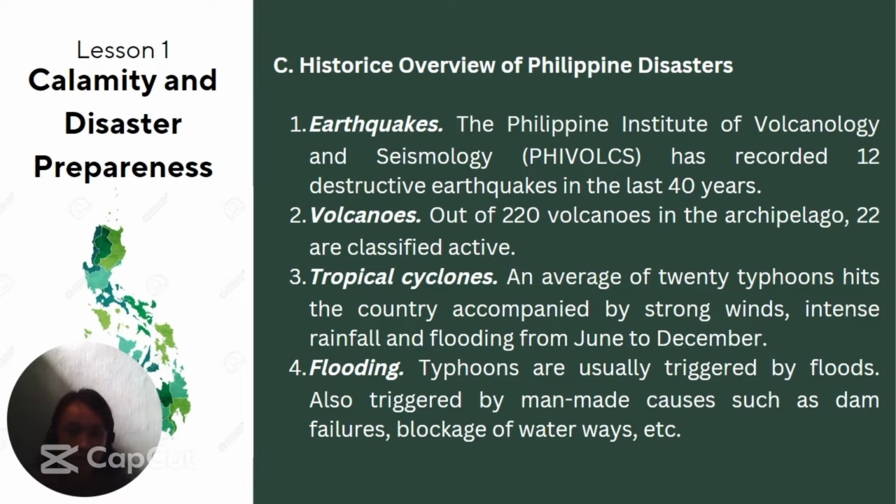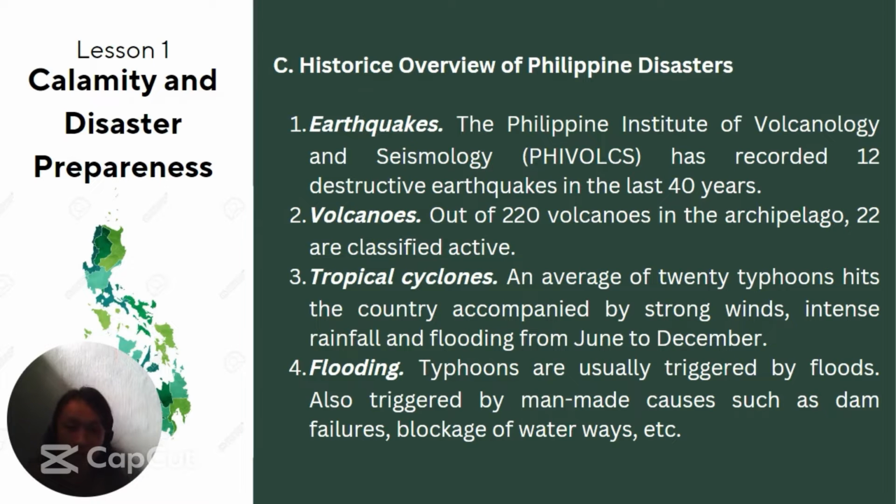So atong country experience tag average of 20 typhoons accompanied na siya by strong winds, intense rainfall, and flooding, and mostly gakahitabo ni siya ang tropical cyclones from June to December. So number 4 kay flooding. So kaning typhoons, tropical depression, and continuing heavy rains are usually triggered by floods.